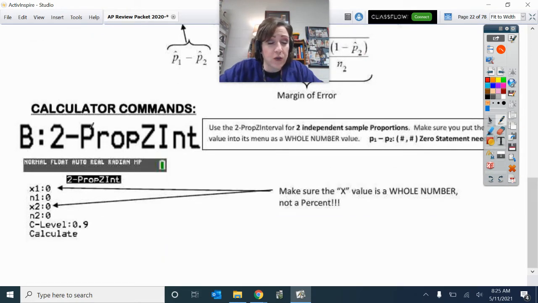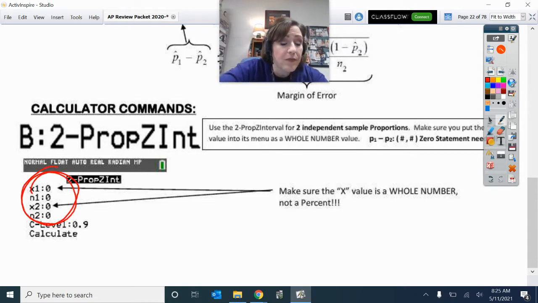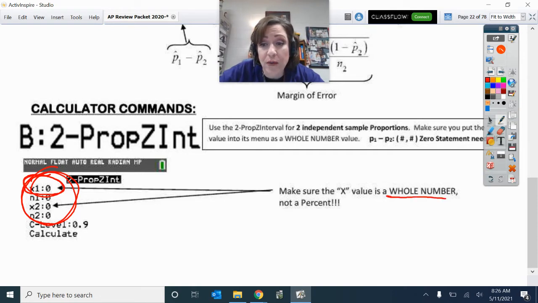And then you can do a 2 proportion z interval in your calculator. Make sure when you put these numbers in, they are whole numbers. The X is a number of items. Do not put like 0.32 for 32%. And if you put 0.32 times 96 or something to get the number, if it is not a whole number, then you need to round it to a whole number amount.